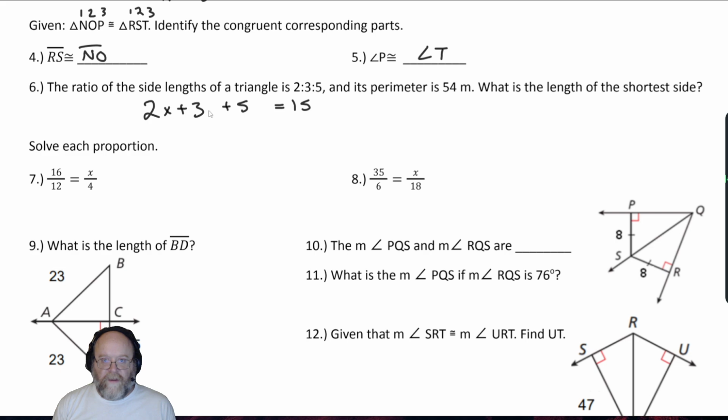So we need to multiply these by some number to get to 15. Combine all that, you get 10x is equal to 15. Divide by 10. X is equal to 3 halves. Okay, is that the answer? No. We're looking for the shortest side. Do you think that's the 2x, the 3x, or the 5x? Or the 2, the 3, or the 5? It's the 2x. 2 times 3 halves. That's equal to 3.